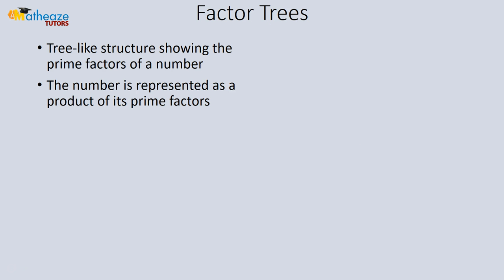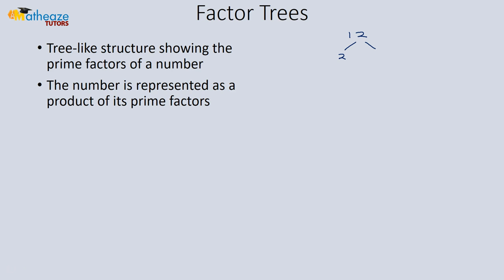What we're going to do with factor trees is create a tree-like structure that shows a number broken into its prime factors. Let's start off with 12. This is what we're going to do. We have 12, and we're going to create a tree-like structure. So let's start off with the prime factor. We start off with 2.